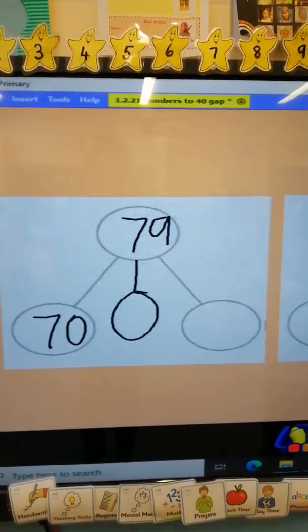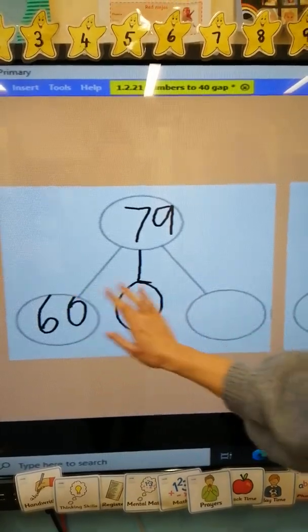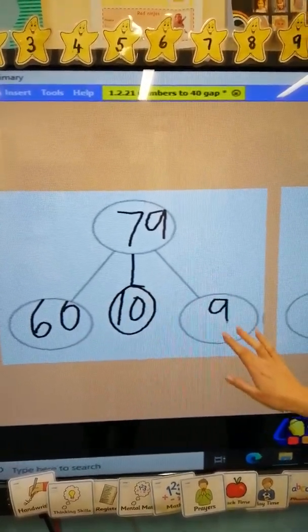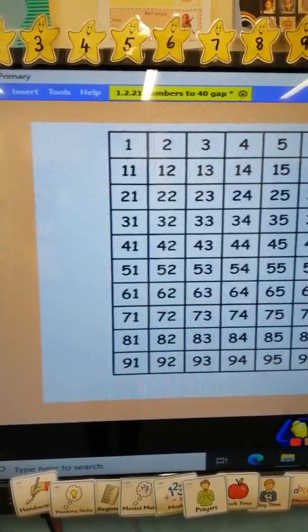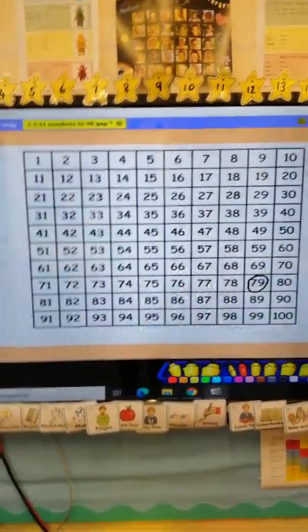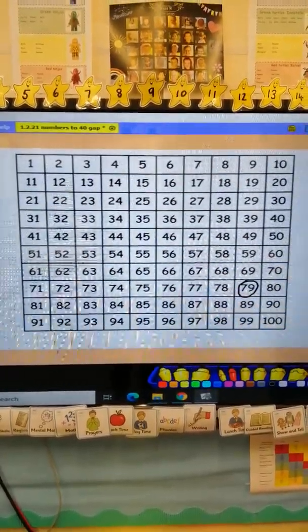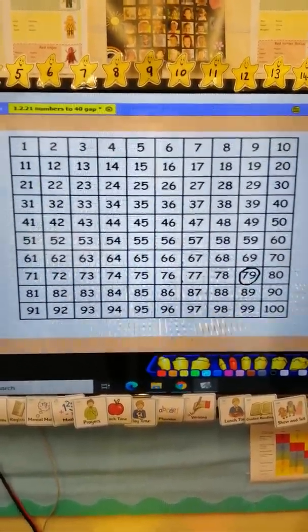Oh, hold on a minute. You can split it into 60 and a 10 and a 9. Ooh. Right, okay, who can find me the number 55? Where's the number 55? The clue is in the name.